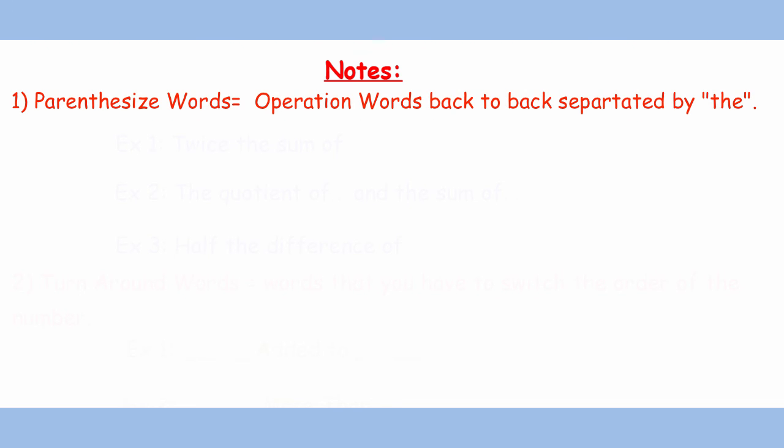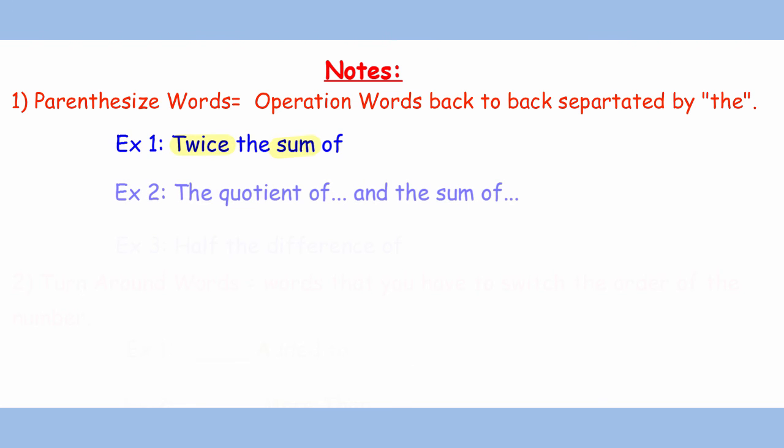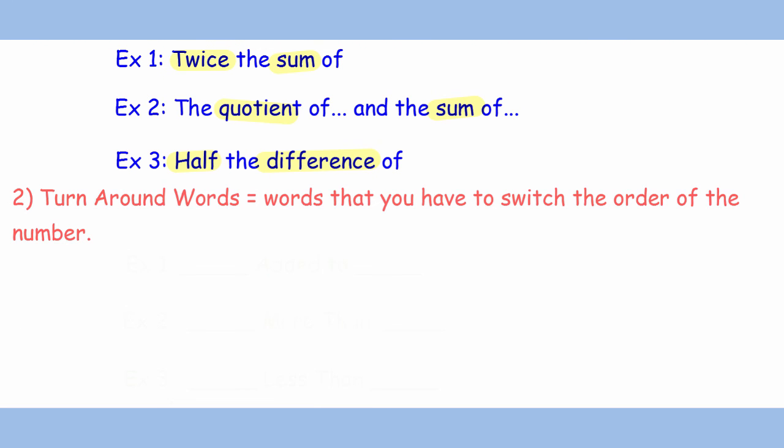Now let's do some recap before we end the lesson. Parenthesized words are words with 2 operations back to back separated by the word "the". Some examples are twice the sum, the quotient and the sum, half the difference. Notice how each one of these is separated by the word "the" in between the 2 operations.